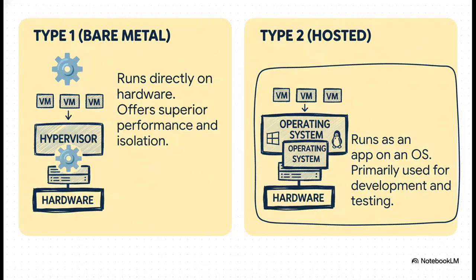Now, it's important to know there are two main flavors of hypervisors. First, you have Type 1, or bare metal. This one gets installed directly onto the server hardware, which makes it super fast and super secure. This is the one you'll find in almost every data center. Then you've got Type 2, the hosted kind. This one actually runs like a regular app on top of an operating system you already have, like Windows or Mac OS. This is perfect for developers or anyone who wants to, say, run Linux on their Windows PC for testing.